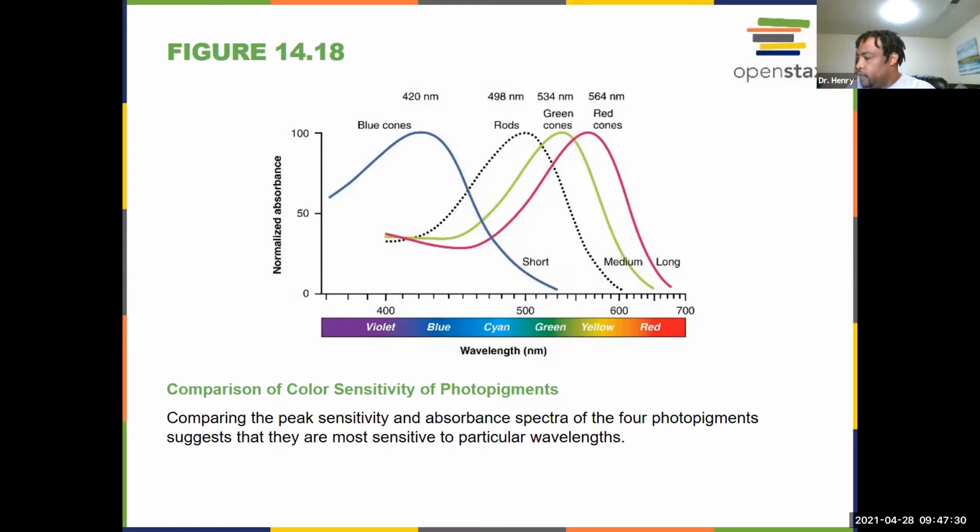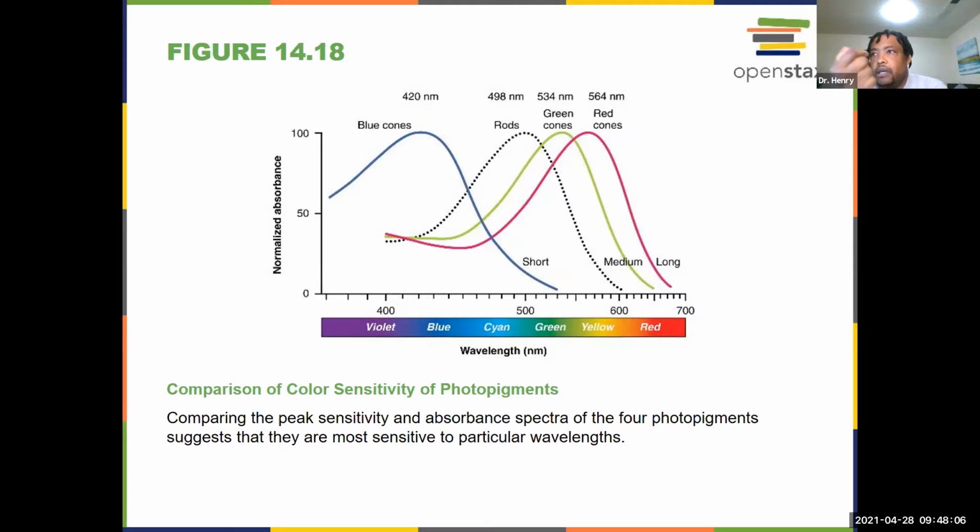Our eyes are limited. When we think about the rods in our eye, there are three types that exist. They're able to recognize certain pigments. We have blue cones, we have red cones, and we have green cones.